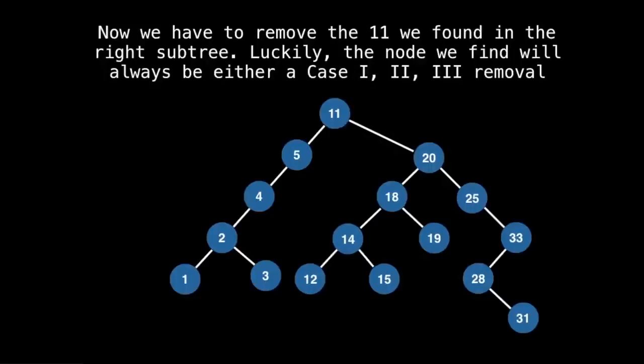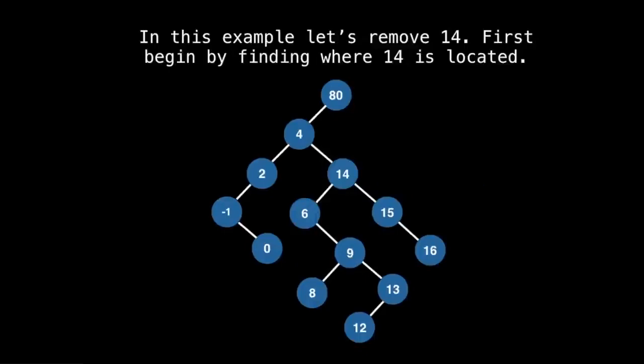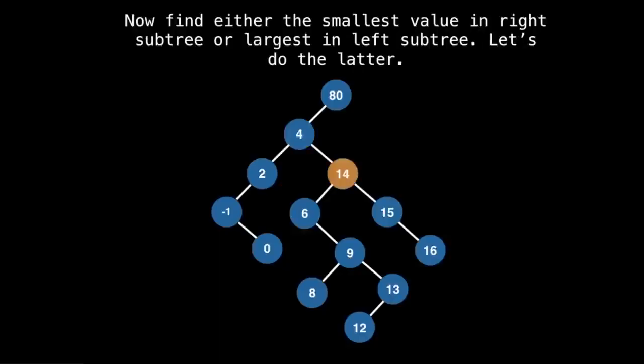Alright, now let's have a look at another case. In this example, let's remove 14. So first, let's find 14 if it exists within our tree. Go right. Alright, we found 14. Now we either want to find the smallest value in the right subtree, like we did last time, or the largest value in the left subtree. So now let's do the latter this time and find the largest value in the left subtree.